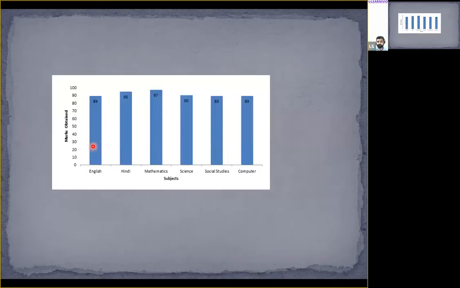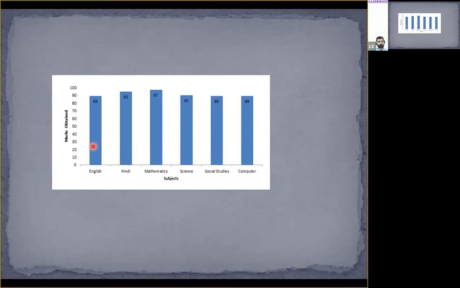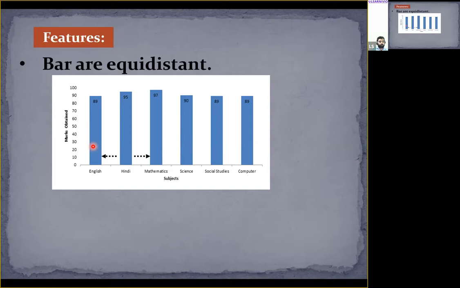Next, one of the features is that all the bars are equidistant from each other. Do you understand the meaning of equidistance? The difference between each of the bars will always be the same. So bars are equidistant from each other. This is the third feature of the bar diagram. Tell me, everyone, is this clear? Are all the features of the bar diagram clear to all of you?